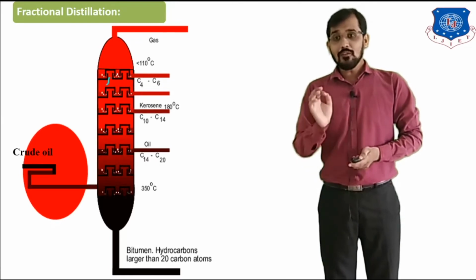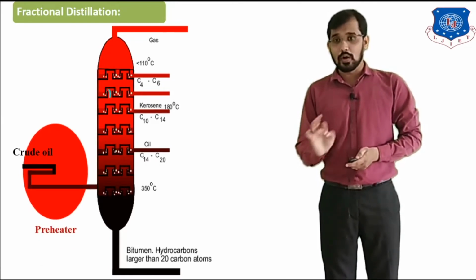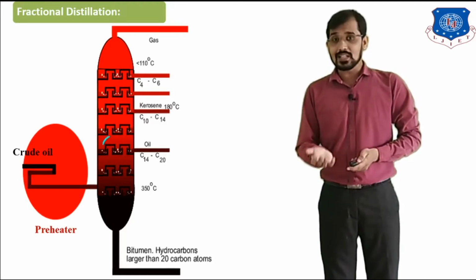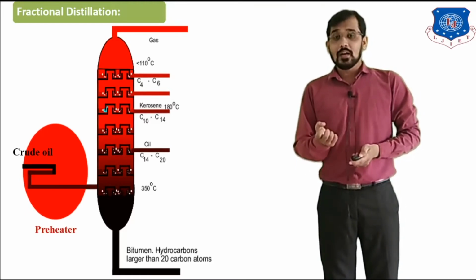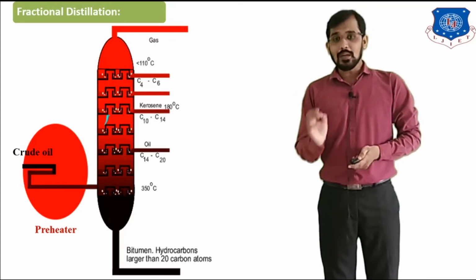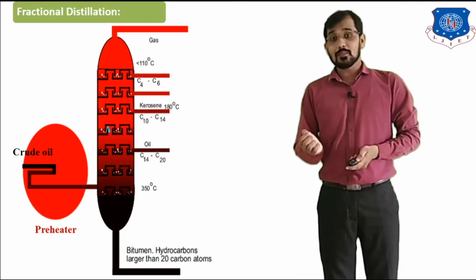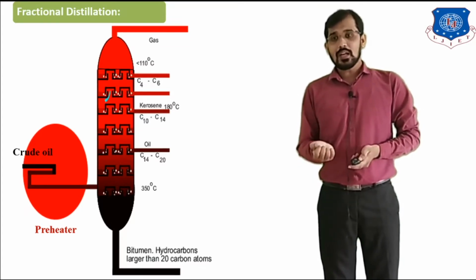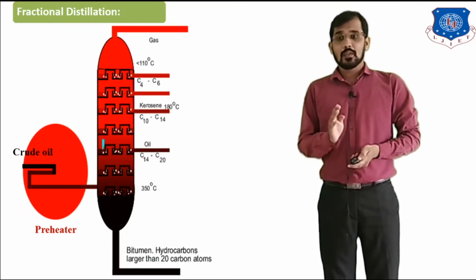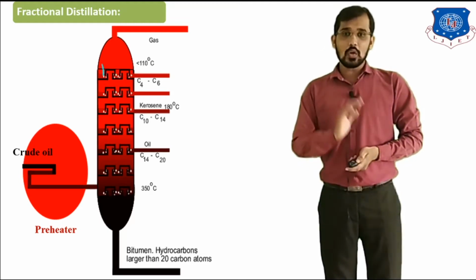present. And in the fractional distillation column, there is no reboiler. You can see there is no reboiler. This means heating takes place before the feed enters the distillation column. A preheater can be used for the preheating purpose, where the crude oil is preheated. After that, the preheated stream is transferred to the distillation column.